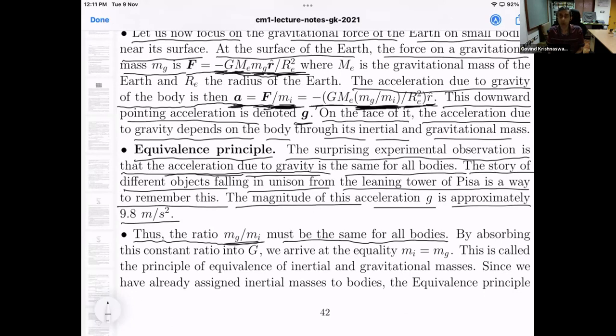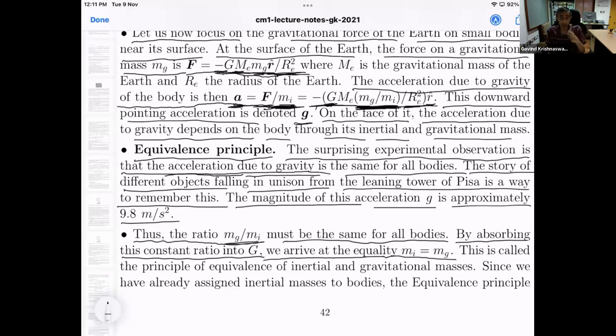Yeah, it must be a common ratio for all bodies, no matter what their constitution or shape is, how much matter they possess, and so on. So now, by absorbing this constant ratio, I mean, this is some number, we will absorb that into the definition of G. Suppose you had some previous definition of G, we will rescale it to absorb it into that and arrive at the equality mi equal to mg. Because that ratio was a constant for all bodies.